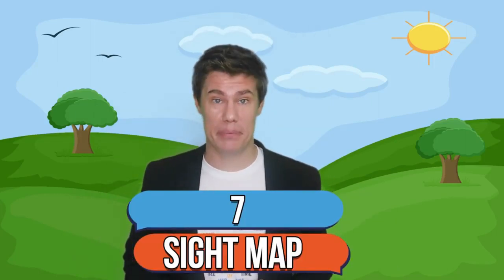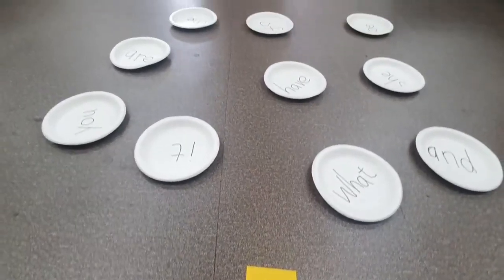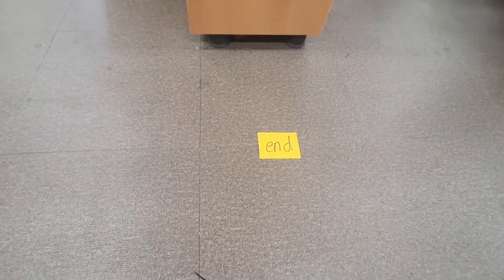Sight word map. Write down words on paper plates or cards. Line the students up, say a word out loud, and a student should step on it. To make it even more complicated, place a beginning and an end. Students have to go from one side to the other by saying the word before stepping on the plate. And then you have to go to the start, make it through to the end.